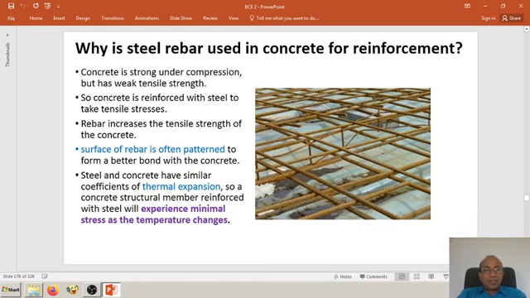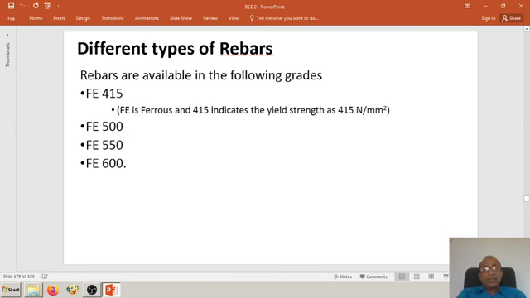Concrete is stronger under compression but has weak tensile strength. So concrete is reinforced with steel to take the tensile stresses. Rebar increases the tensile strength of concrete. The surface of rebar is often patterned to form a better bond with concrete. Steel and concrete have a similar coefficient of thermal expansion, so a concrete structural member reinforced with steel will experience minimal stress as the temperature changes.